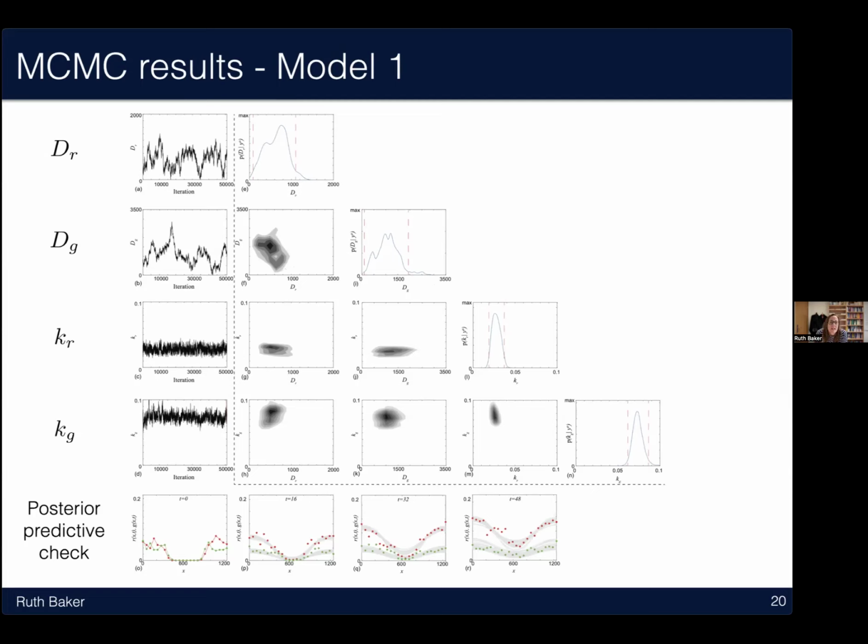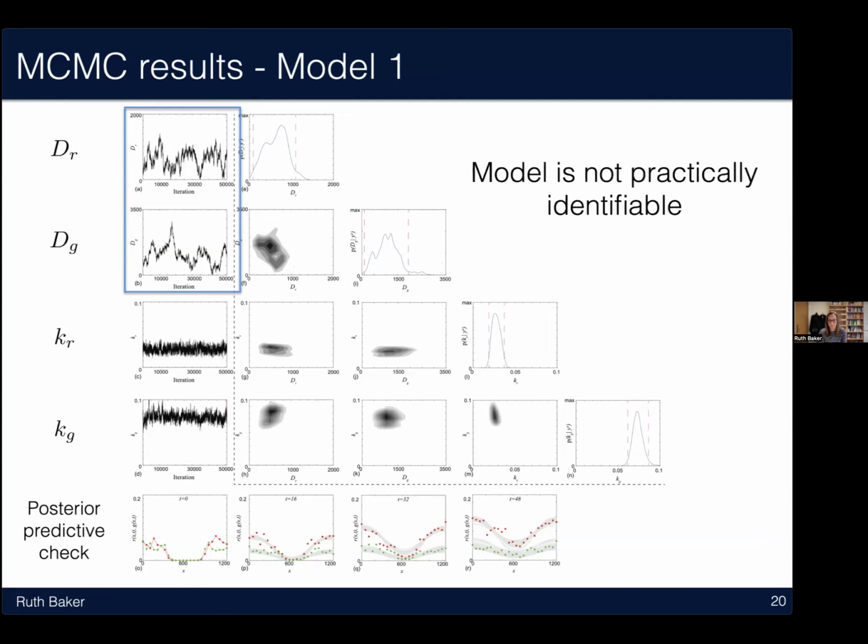Just looking at them, I would conclude that this model isn't practically identifiable, because the chains for DR and DG never settle down, right? They don't converge. And I have quite wide posterior distributions for both the diffusion coefficients of the red and the green cells. So I can't confidently estimate all the parameters, and in particular, it's the diffusion coefficients that I can't get a handle on. This doesn't mean, however, that the model isn't capable of predicting the data well, right?